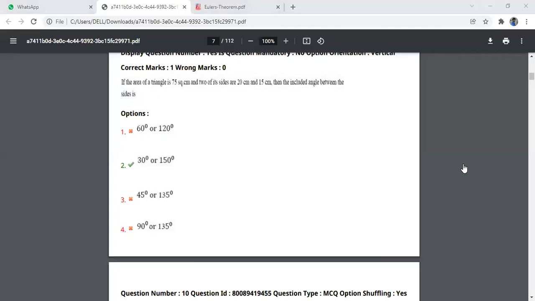This is a directly formula based question. If you remember the formula, we can do it in 30 seconds. They are asking: the area of the triangle is given as 75, and two sides are given as 20 and 15. The angle included between these two sides, theta, is what they are asking.